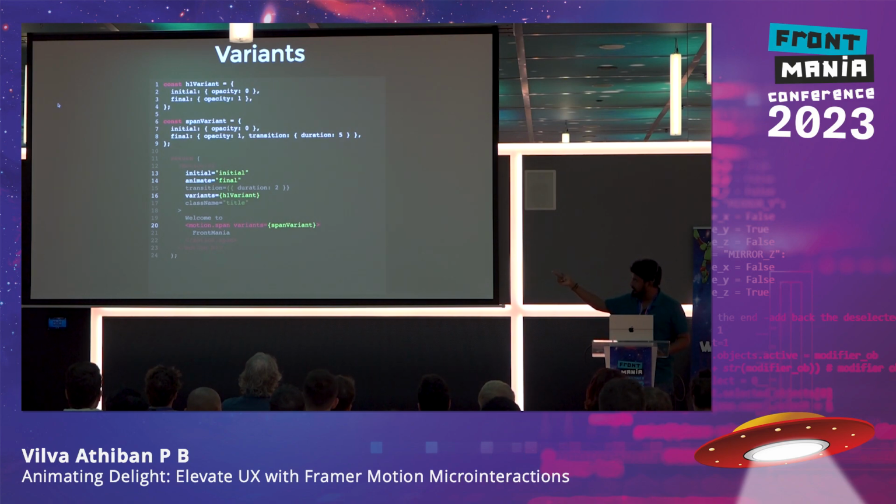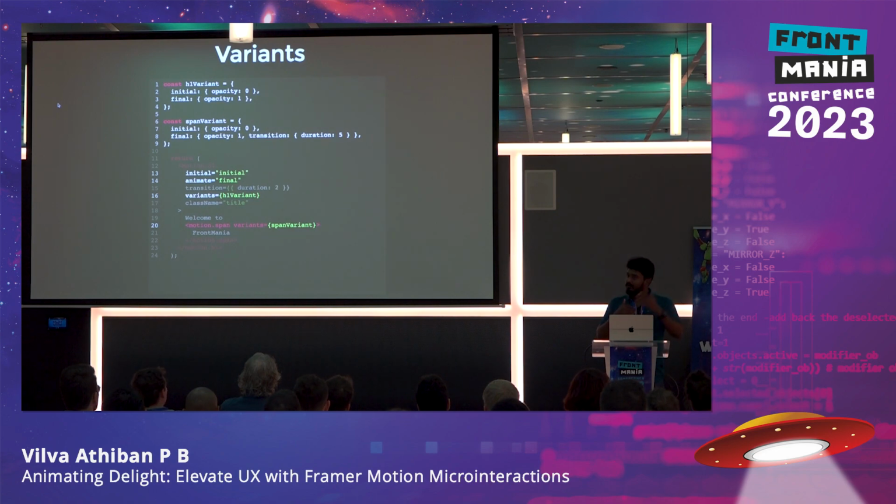One is my H1 element, and inside it I have a span element. I want a different animation for my span element and a different animation for my H1 element. So I created an initial state where opacity is 0 and a final state where opacity is 1 for my H1. And for my span, the opacity is 0 initially, and in the final state it gets 1. But I have also increased the duration. So technically, my H1 element will appear in 2 seconds, and my span element will appear in 5 seconds.